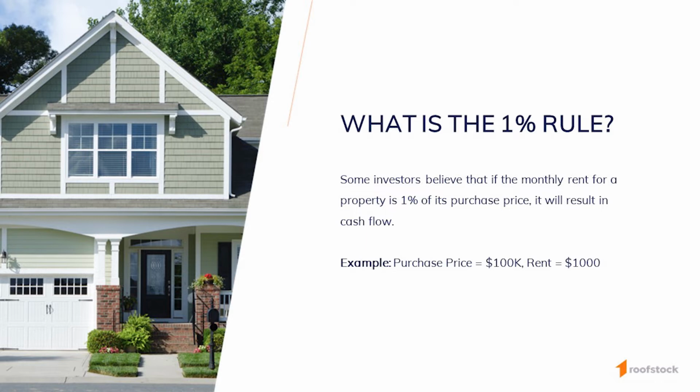Just to clarify, that's monthly rent. So it should rent for 1% monthly. So $1,000 a month if it's selling for 100K, and that'll likely cash flow, just as a very quick back of the napkin type of analysis. Yes, good clarification. Do you guys use the 1% rule?